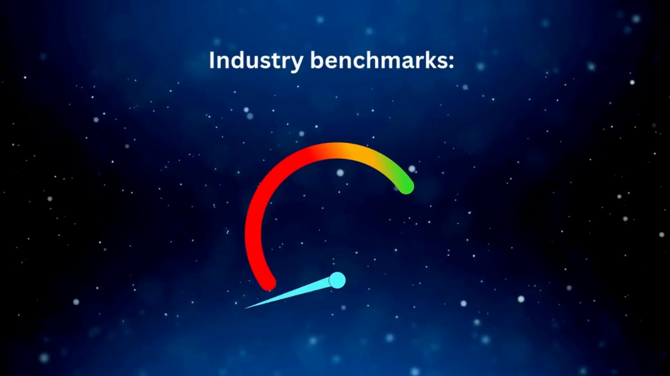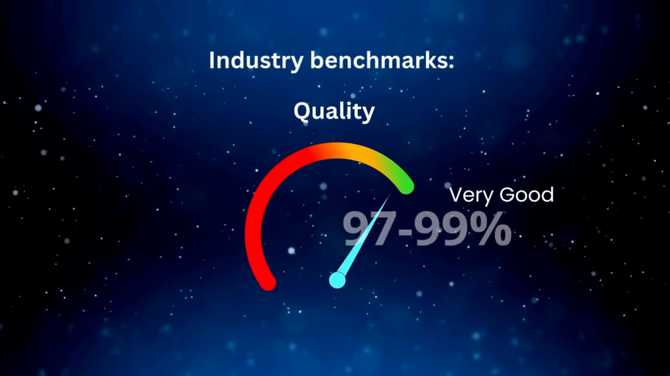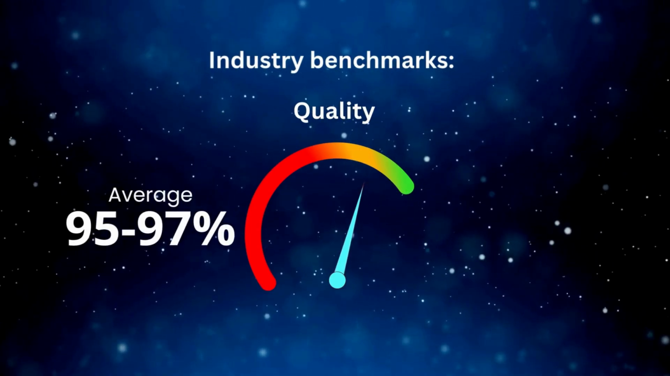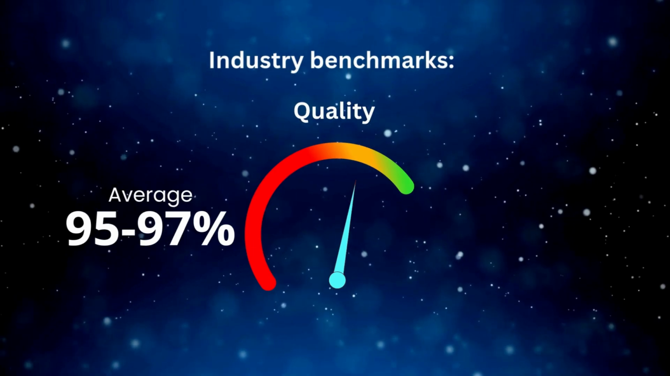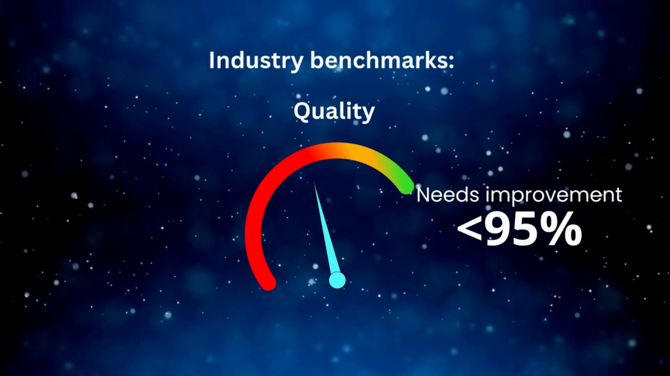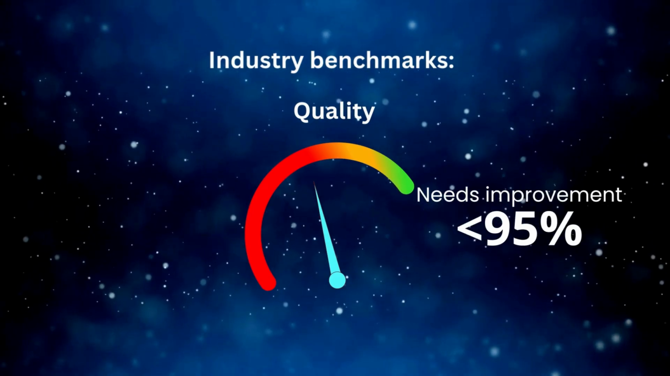Next is quality. World-class quality exceeds 99%. Very good quality falls between 97 to 99%. Average quality sits around 95 to 97%. Below 95%, quality losses begin to significantly impact OEE. Quality is often well controlled, but even small losses can compound over time.